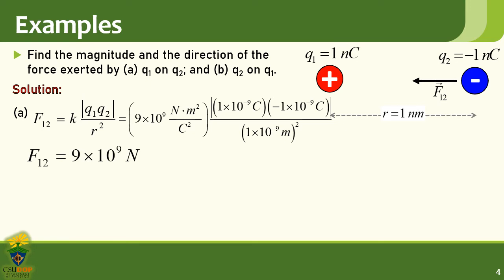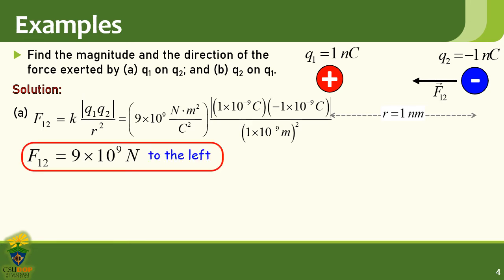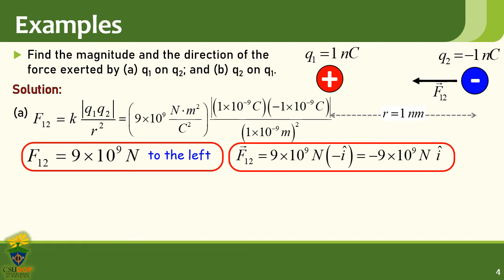Since we already know the direction, then the force exerted by Q1 on Q2 is 9 times 10 to the 9 newtons to the left. Alternatively, we can write this in terms of vectors, and the force vector is negative 9 times 10 to the 9 newtons I hat. For the second problem, the direction of the force exerted by Q2 on Q1 is towards Q2 or to the right.